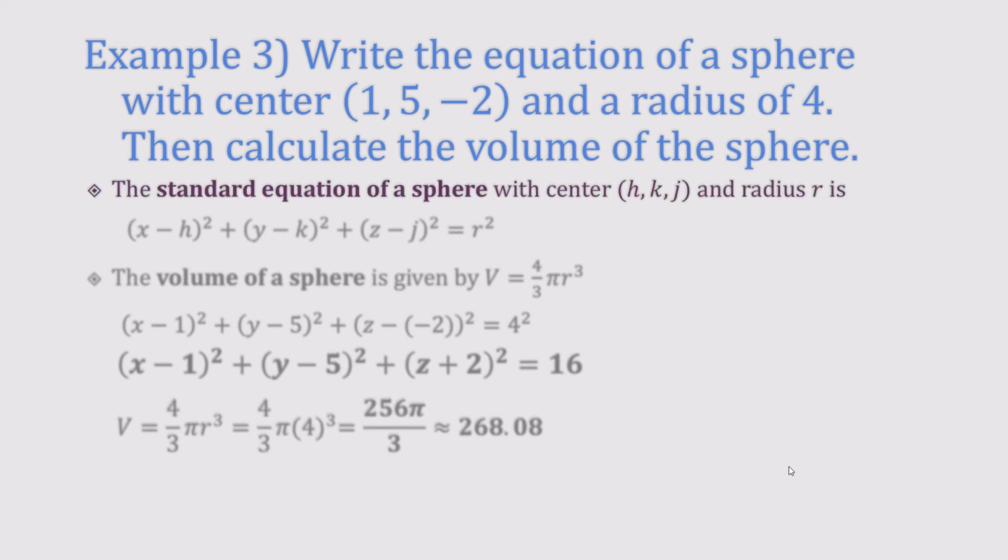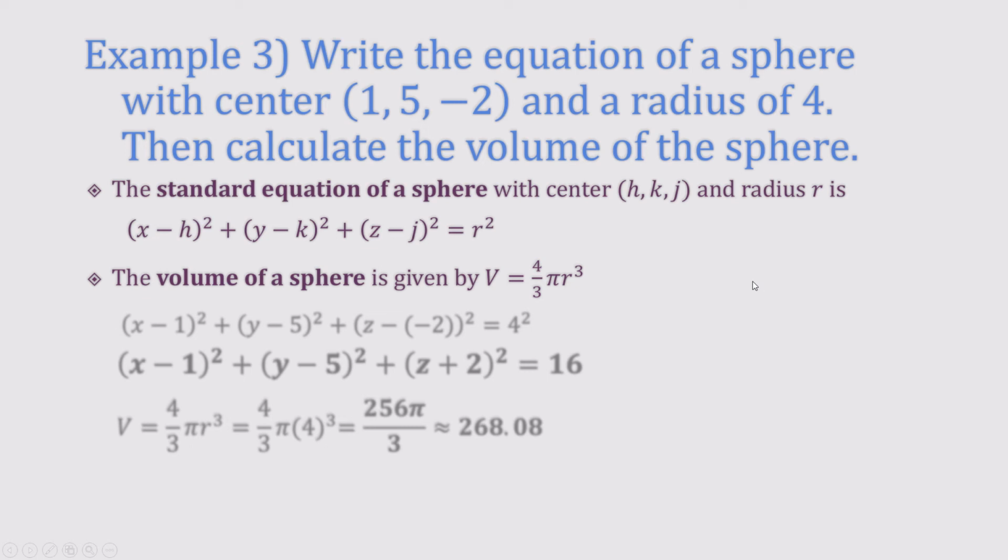The standard equation of a sphere with a center of (h, k, j) and a radius r is (x - h)^2 + (y - k)^2 + (z - j)^2 = r^2. Notice this looks a lot like the equation of our circle, but with this extra term for the z coordinates. The volume of a sphere is given by V = 4/3 pi r cubed. This is something that you saw in your geometry days. We're just giving you a little quick recap here.